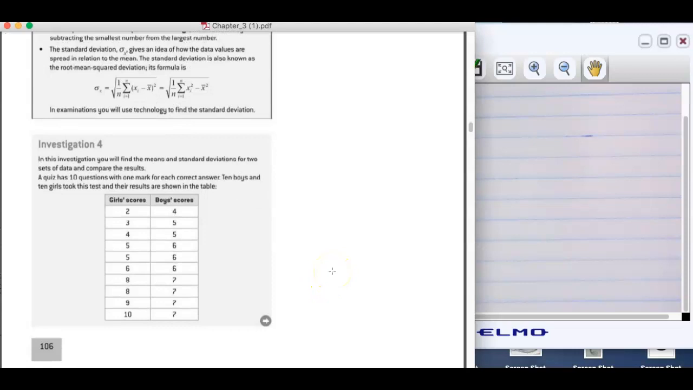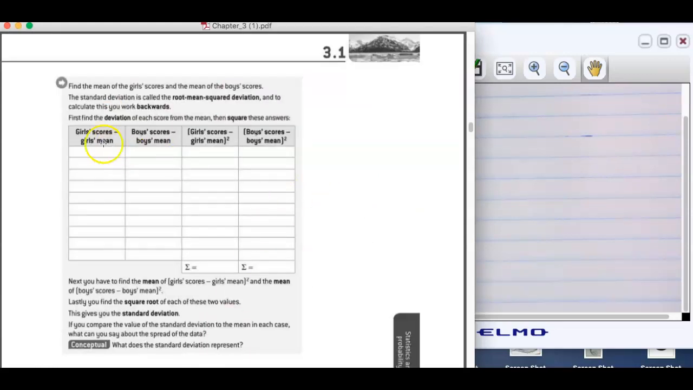So if we're using investigation 4, that's in your chapter 3 work, and we want to compare these sets of data, right? We have a set of girl scores for a quiz that has 10 questions and how many they got correct, and we have 10 boys scores for how many they got correct. So the way to set this up with standard deviation, to do this with the formula, if we go to the next page, it has the girls' score minus the girls' mean, and then the boys' score minus the boys' mean, and then we square each, add them up to get that piece of our formula.